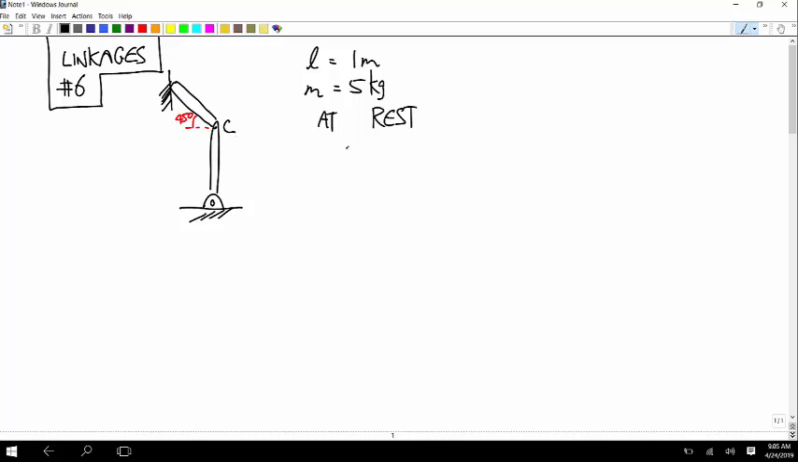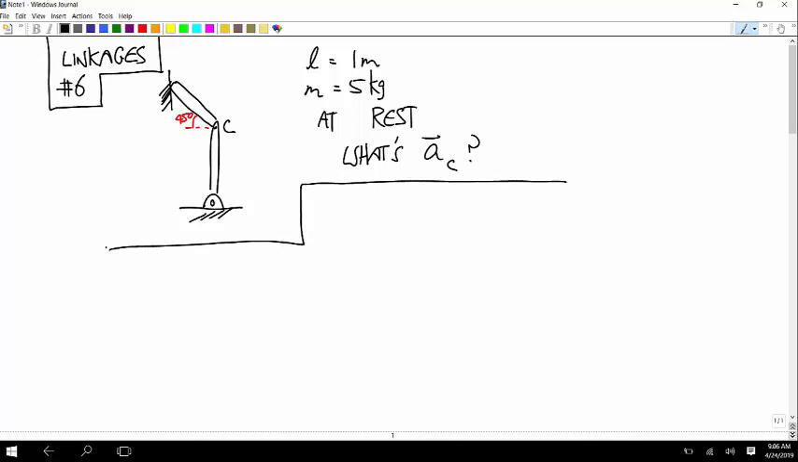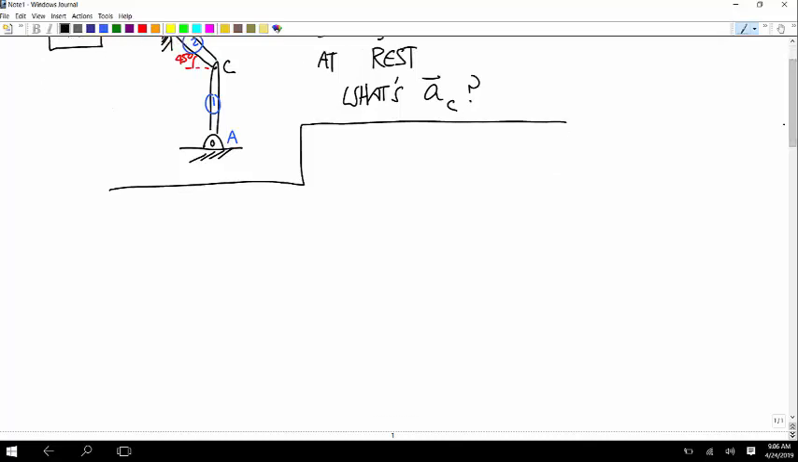So if that's the point C, we want to calculate the acceleration of C. And there's nothing else, no other external loads acting on it except the weight. So I'll call that A, I'll call that B, this member 1 and this member 2. Let me do the free body diagrams and then talk about the constraints. I'm not going to go through the whole calculation.